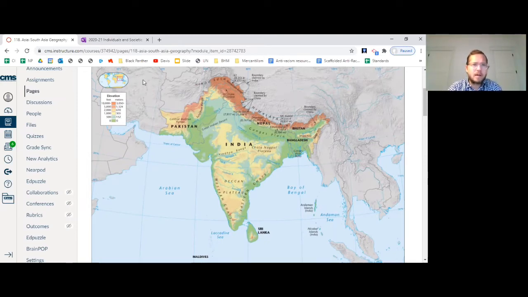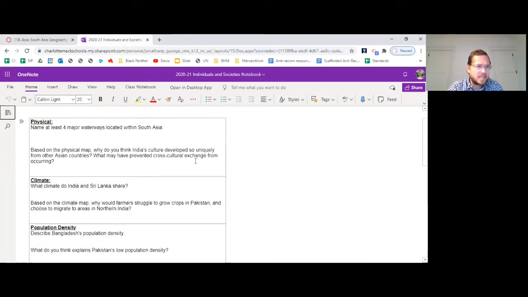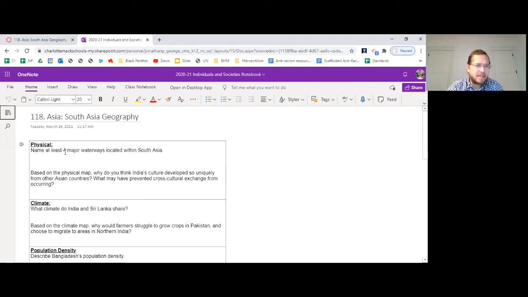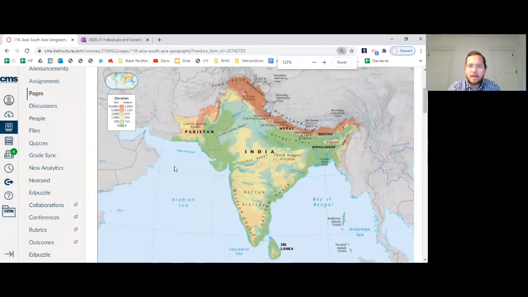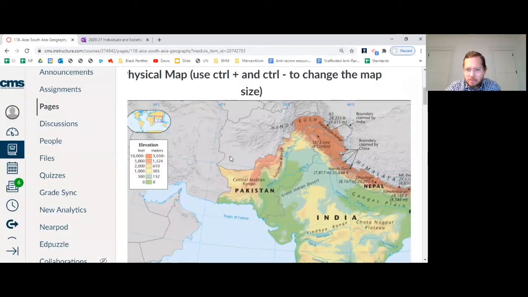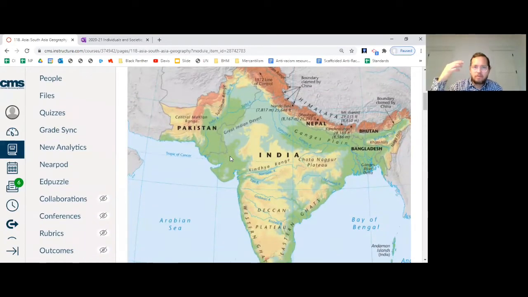But for now, look at these maps. This is what I want you to do. I'll do a few of these with you, and then you do the rest on your own, and that'll be the day. So again, physical map: name at least 4 major waterways located within South Asia. Pretty straightforward. We're looking for basically rivers, I think. So what rivers? You can do Control Plus to zoom in on the maps, and then you can move around, take a look, and identify 4 major rivers.